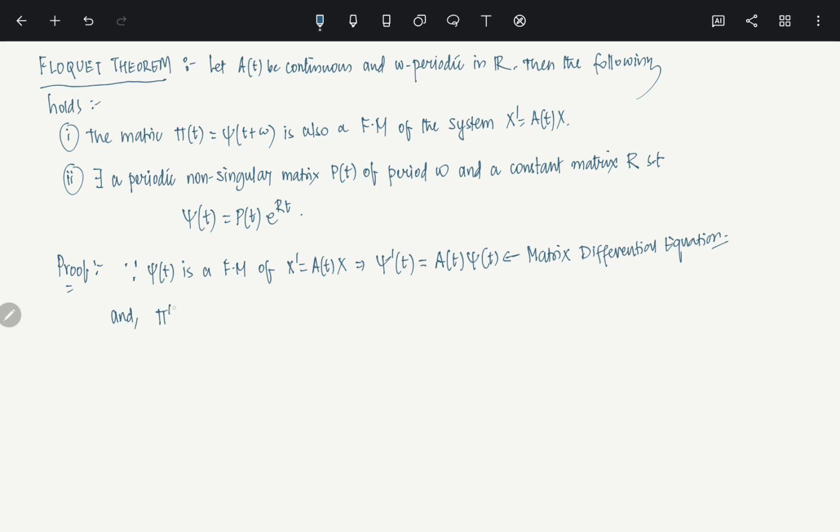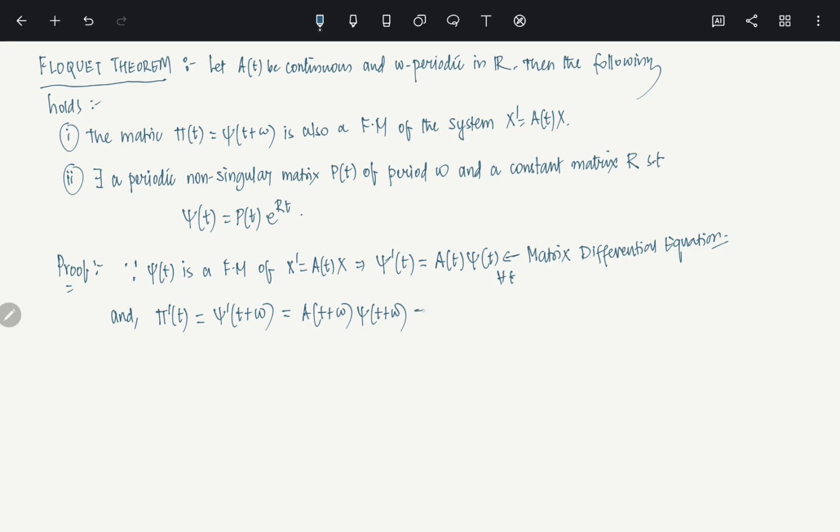Now let's look at what is psi prime of t. If phi is a fundamental matrix, then it will satisfy the equation, right? So what is psi prime of t? It is nothing but phi prime of t plus w, by the chain rule, which is nothing but A of t plus w times phi of t plus w. You see, phi is a fundamental matrix, so it satisfies the matrix differential equation. This works for all t, so it works for t plus w also. So we just replace t by t plus w.